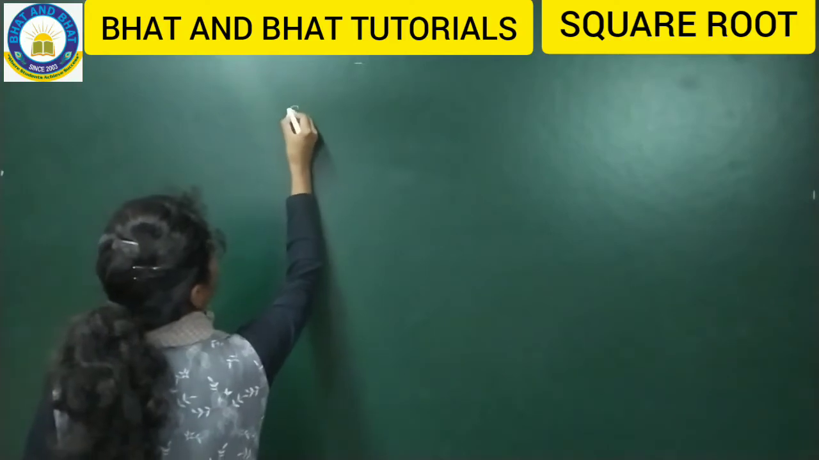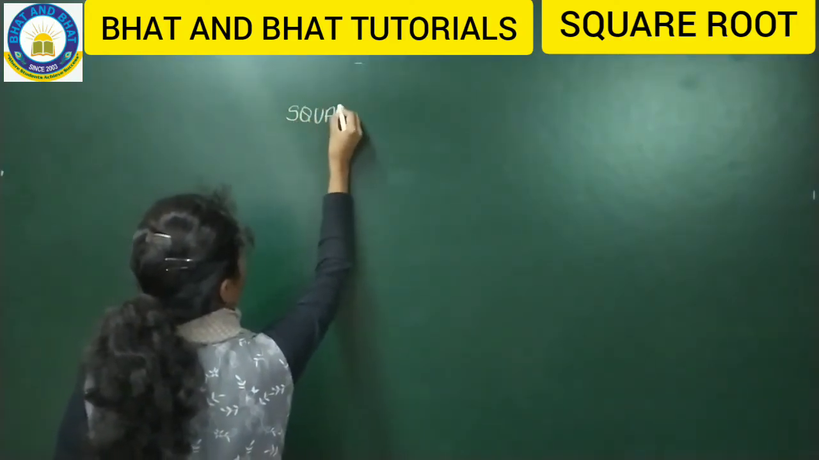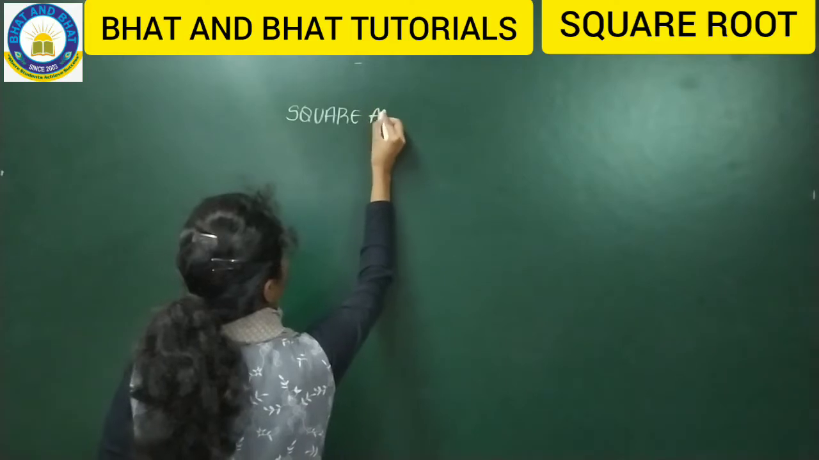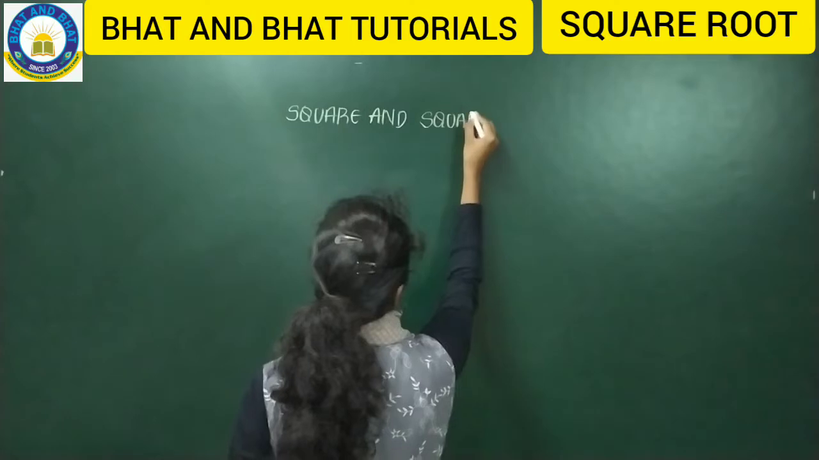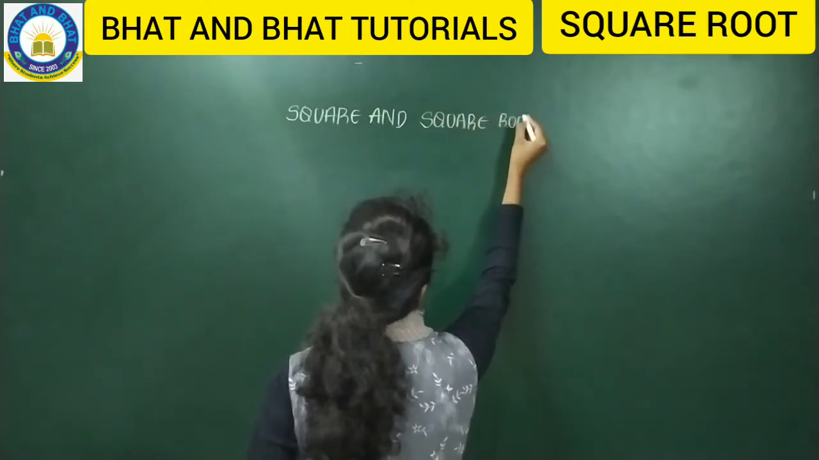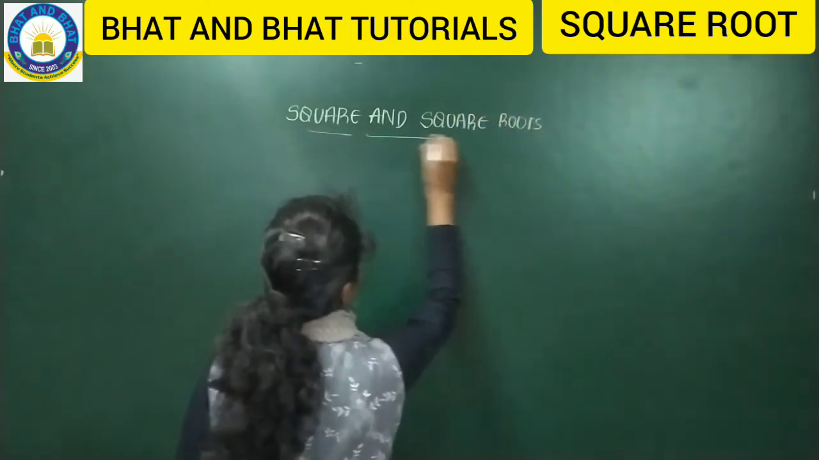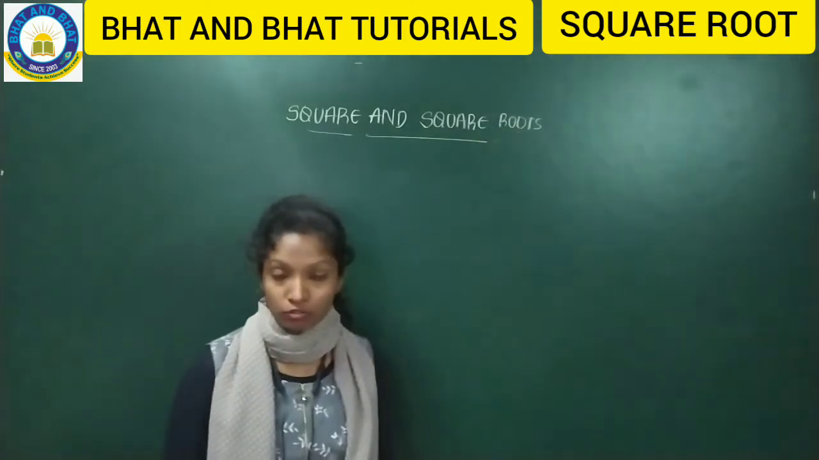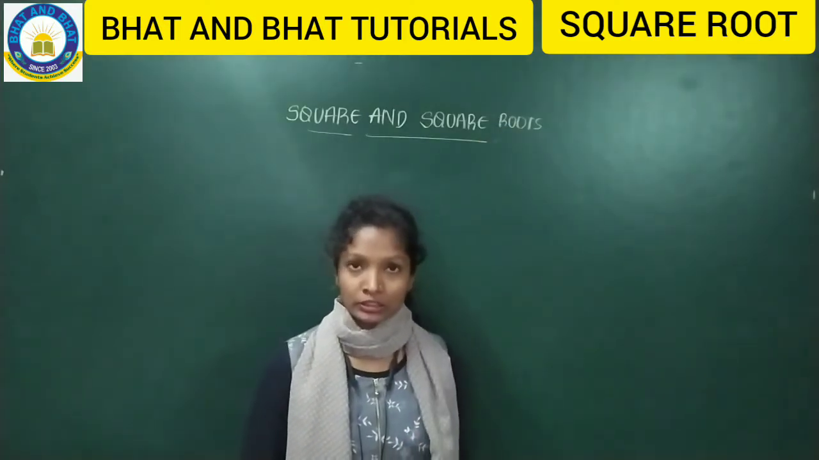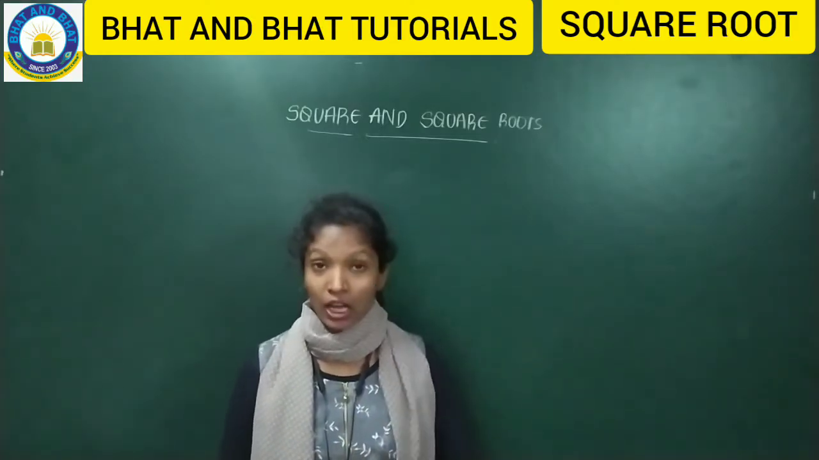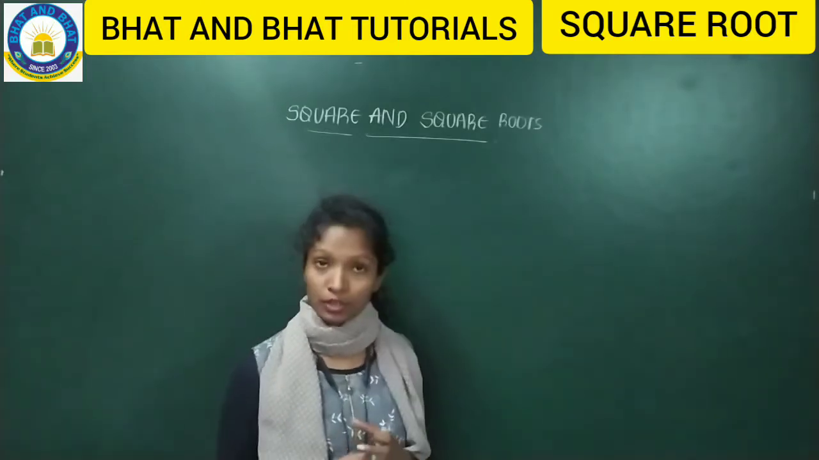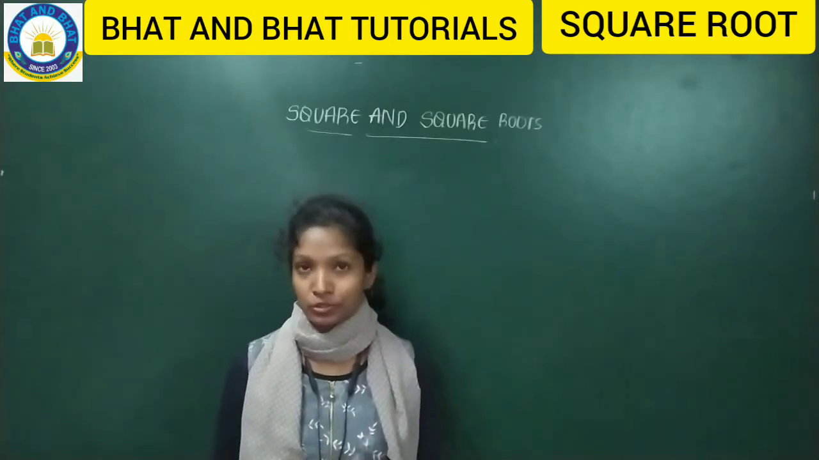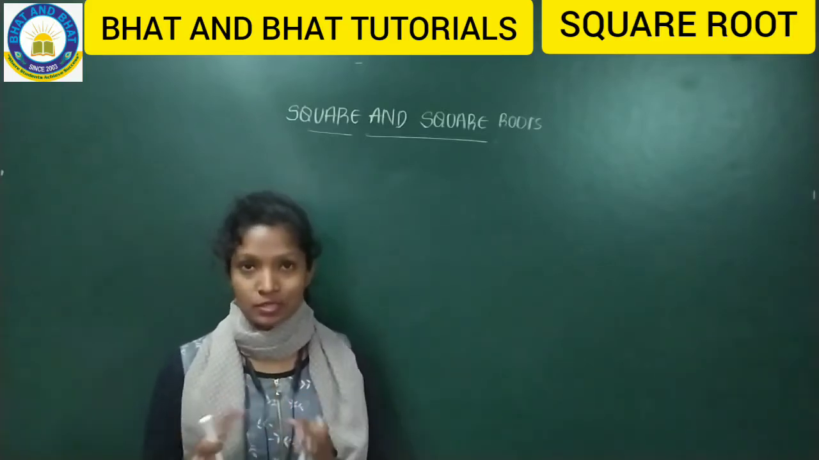The new chapter is square and square root. So this is the new chapter that we'll be dealing with from today onwards. And this chapter is there for all the three exams, that is Navodaya, Sainik as well as RMS school. Okay. So this chapter is one of the important chapters, the easiest chapter if you learn it. So first we'll just know about it.